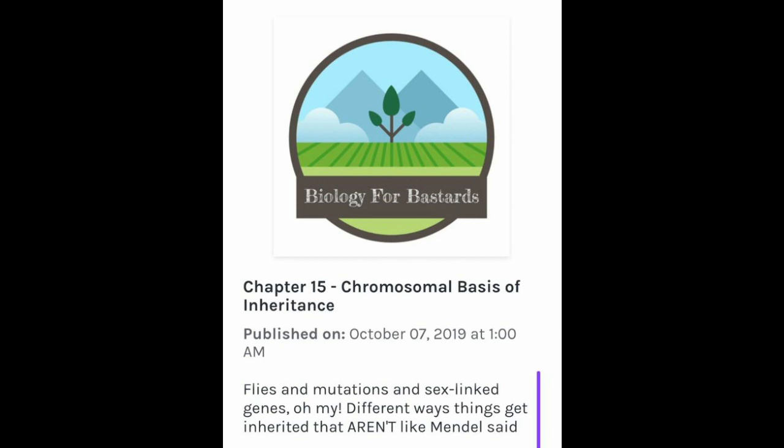Because we talked about Mendel and his shit last week. That's all the autosomes and everything. So we're going to talk about the sex chromosomes now. And really, all a sex-linked gene is, is any gene found on a sex chromosome. So found on the X or the Y.